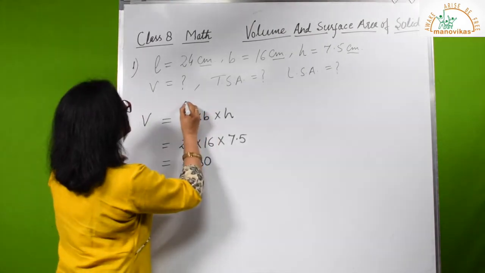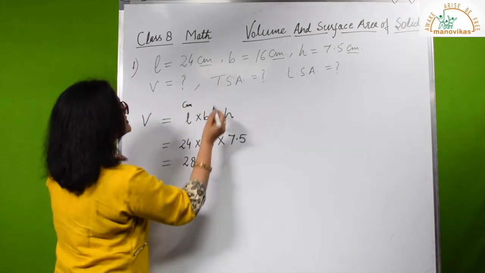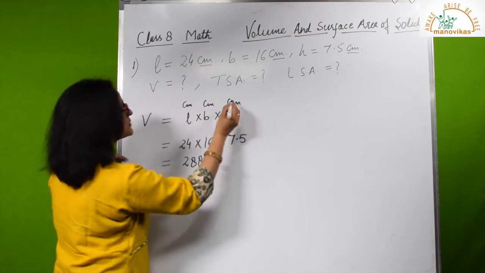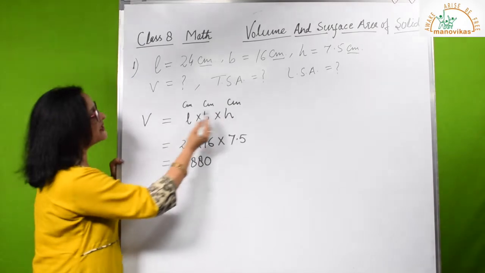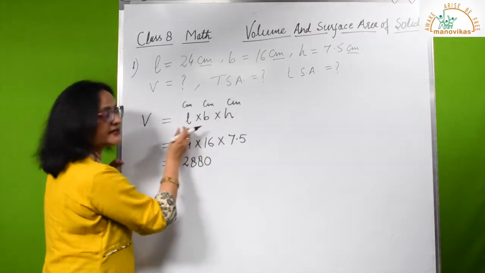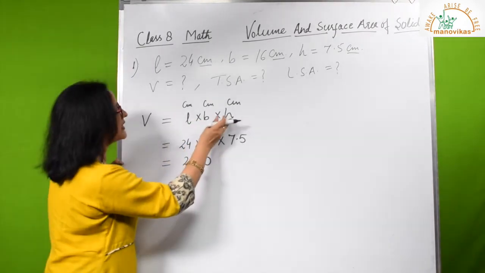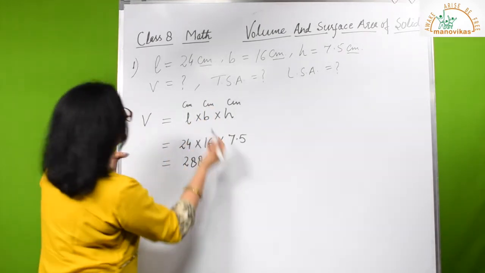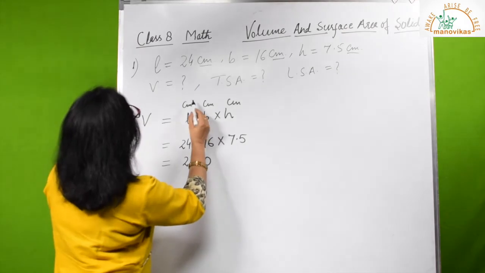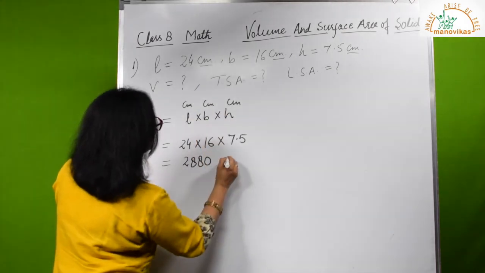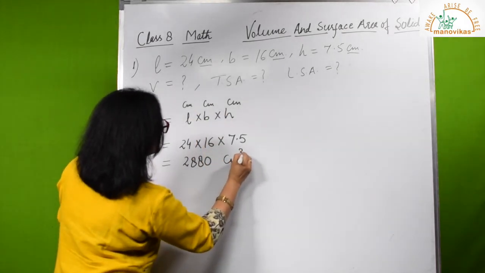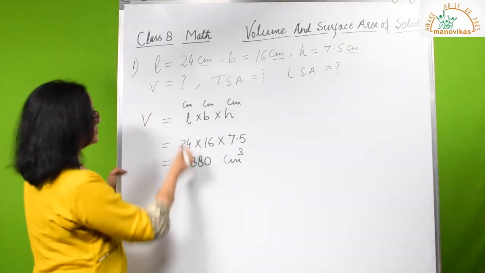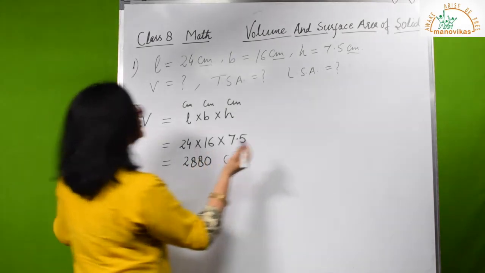See here length you have taken in centimeter. Breadth is also in centimeter and height is also in centimeter. So as many dimensions as you are multiplying in the solution, that will be the unit of the final quantity. So 3 centimeters you are multiplying here. That means the unit of the volume will be centimeter cube. Okay. So this is volume of the cuboid.